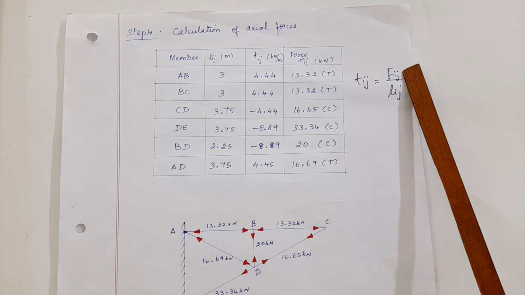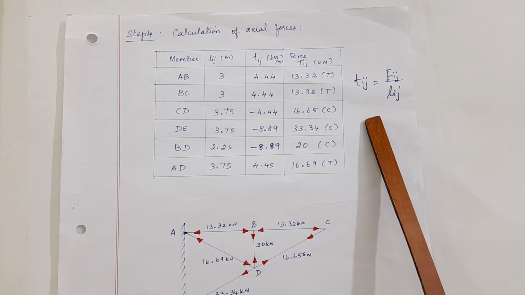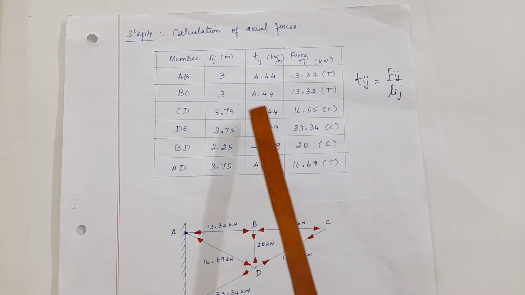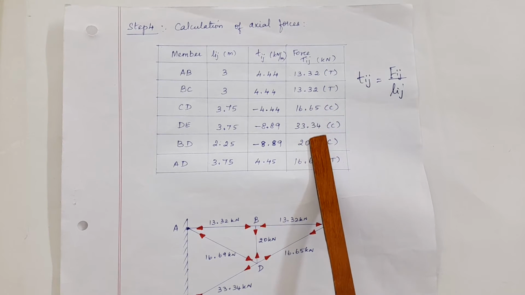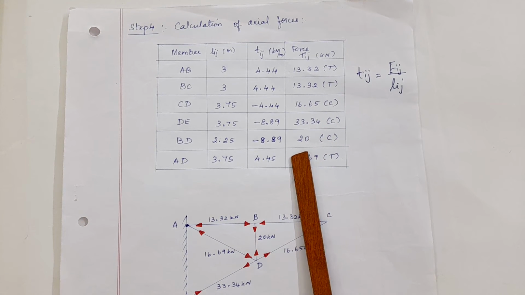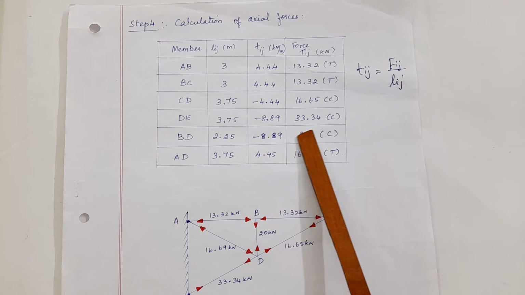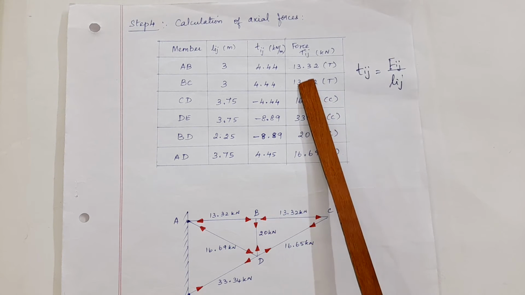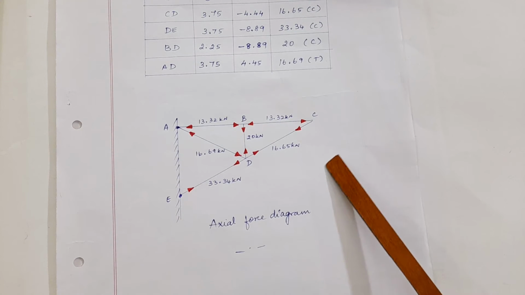That is what is given: tension coefficient is defined as force in the member to its corresponding length. So L is known, T is known. I just multiply to find the force, whether it is a tensile force or a compressive force. If the force is a negative value, then we tell it is a compressive force. If the force is a positive value, we tell it is a tensile force.